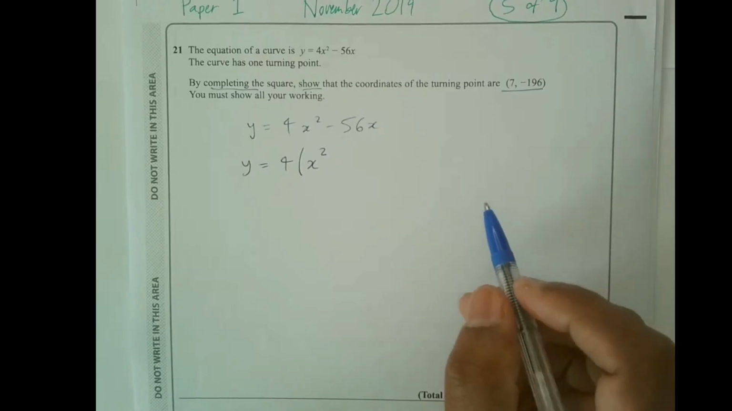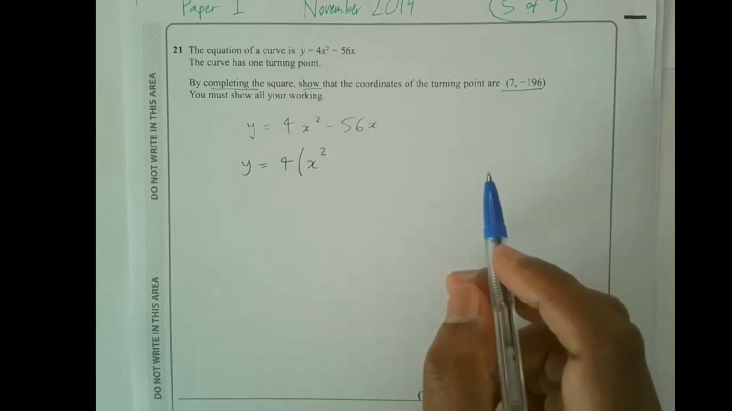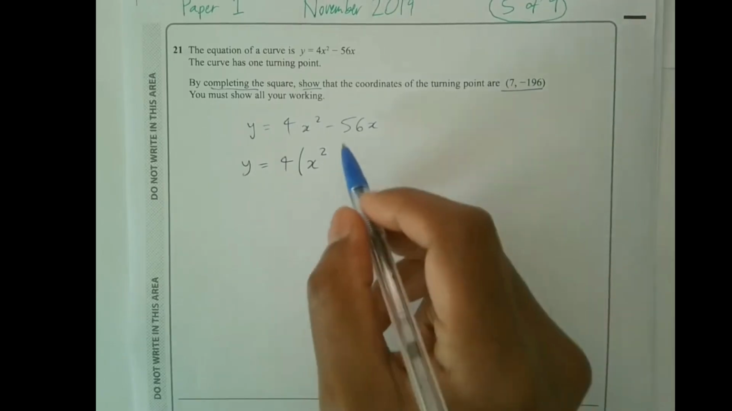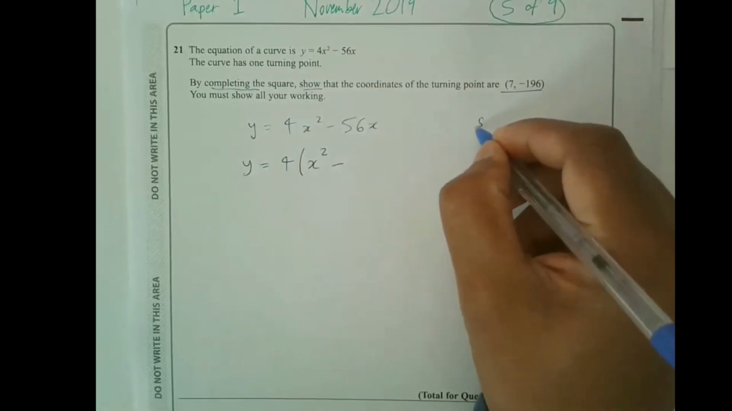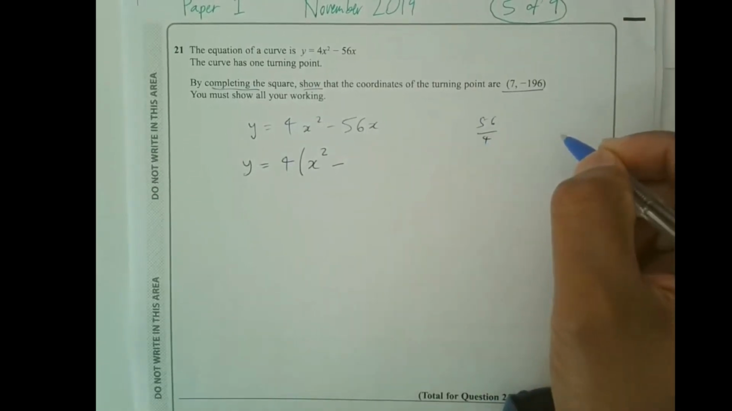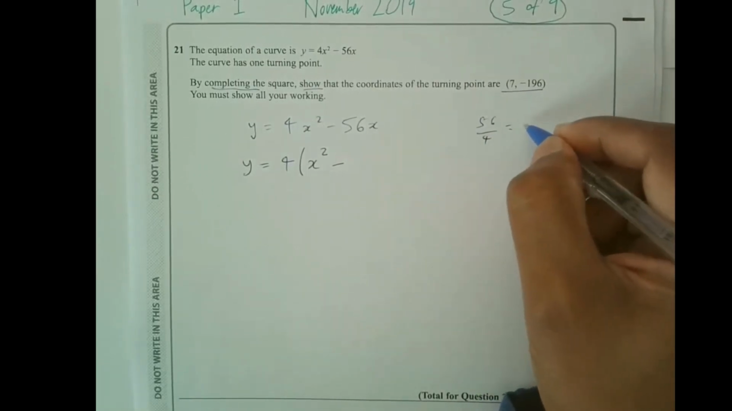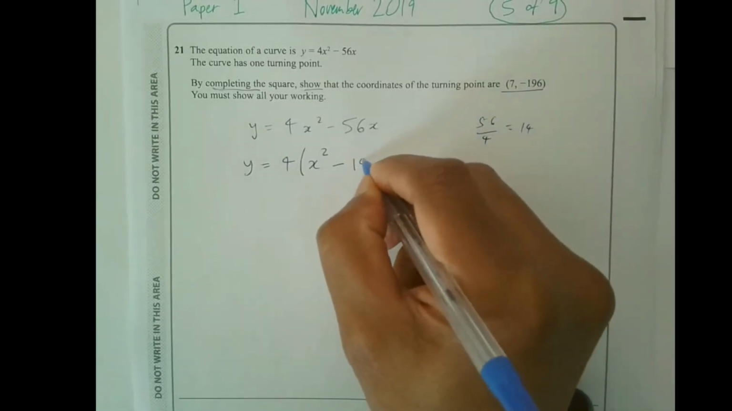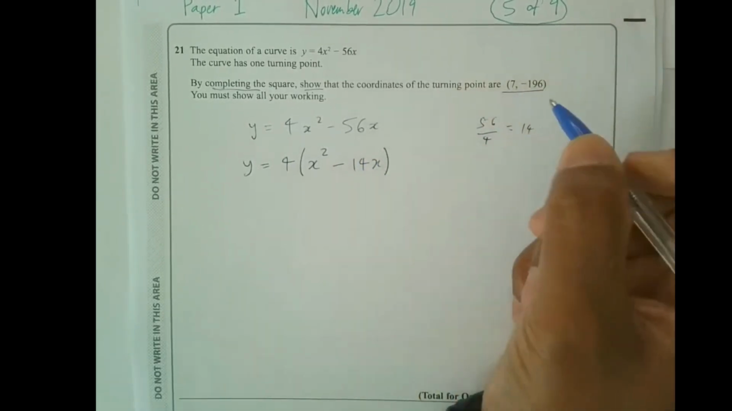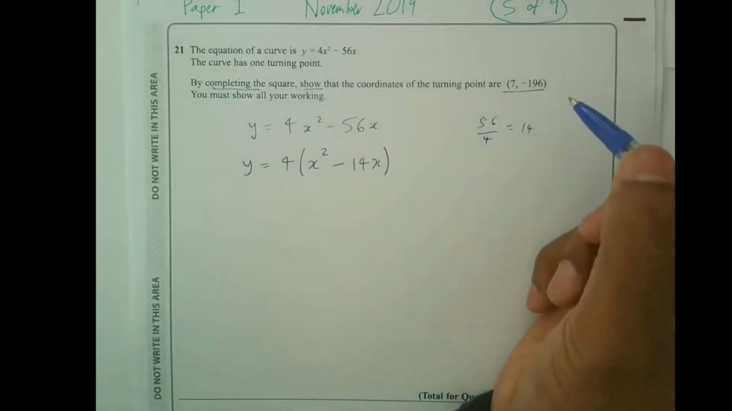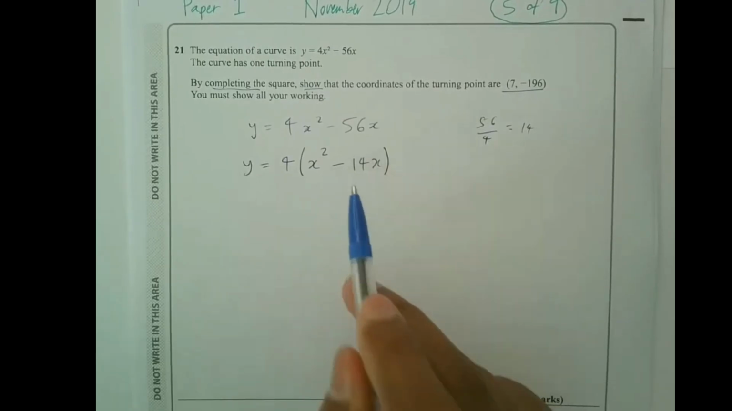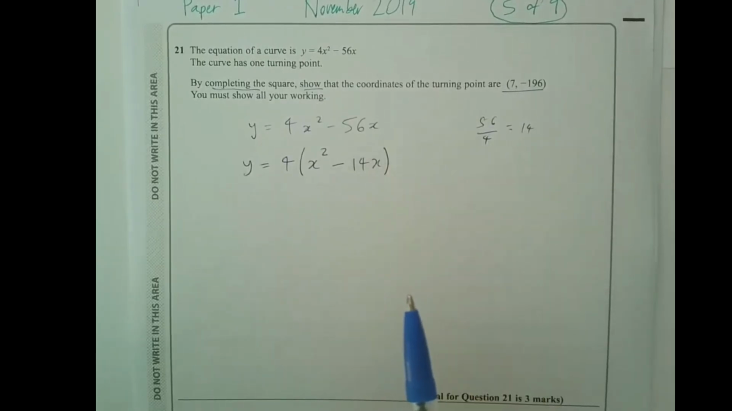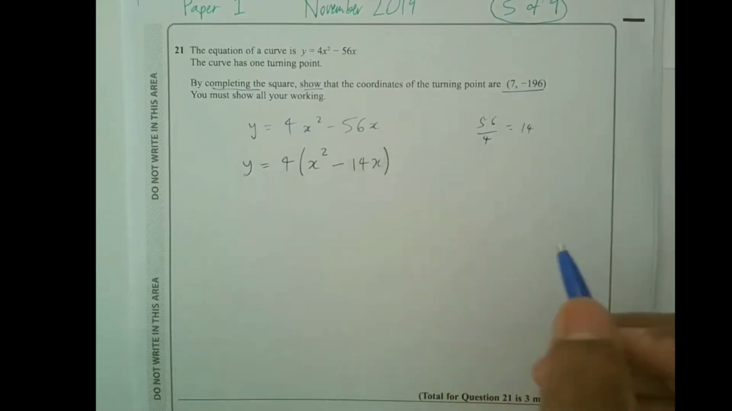4x squared. And then I've got to do 56 divided by 4. So take away 56 divided by 4 gives me 14. So minus 14x. Okay, so now this looks more like what I have done before. And so now I can complete the square. So it's a bit like what I did before.